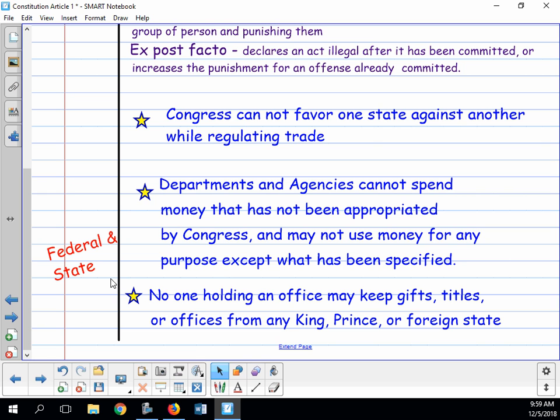All right. Finally, no one holding an office may keep gifts, titles, or offices from any king, prince, or foreign state. It just means you can't be bribed. That's the point. You cannot keep gifts, titles, or any offices. Presidents receive gifts almost daily from different kings and foreign states. Those are not the president's. They belong to the country. And so what often happens is those things are put in a library, but they belong not to the president, but rather to the country.